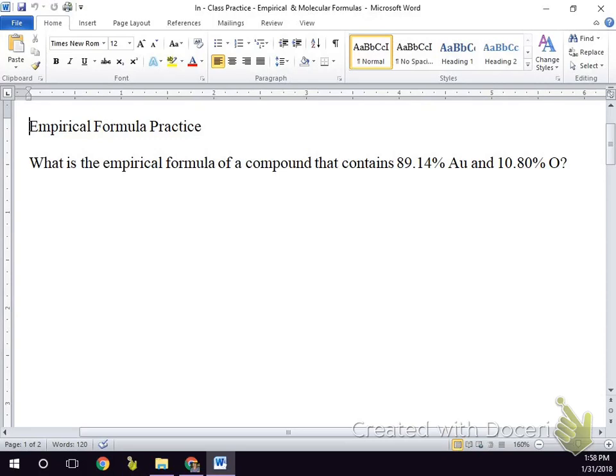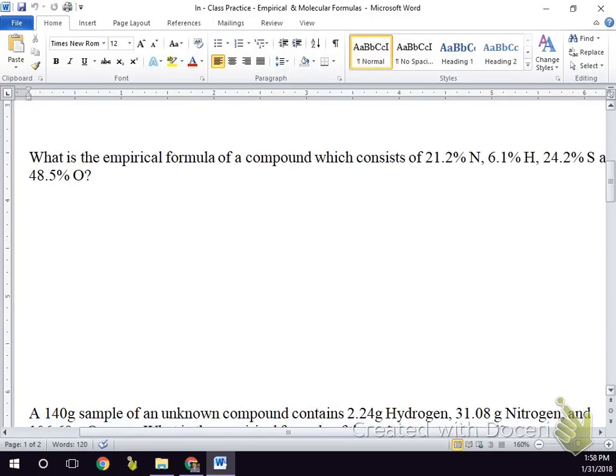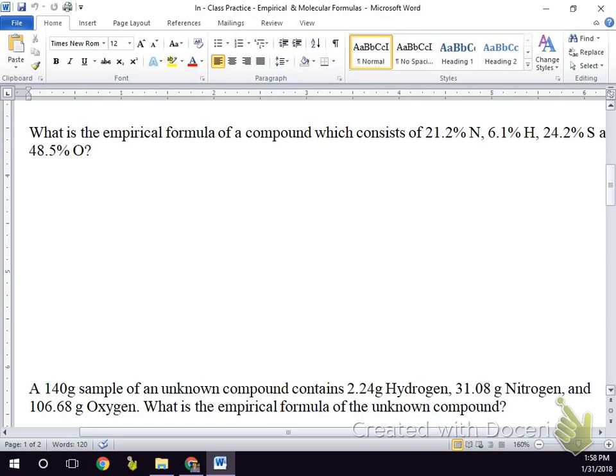Okay, so this talks about now nitrogen and hydrogen and sulfur and oxygen. So we've got 4 different elements going in here. Okay? The good news is the process is exactly the same. The bad news is you just have a little bit more math to do. Okay? So we're starting in percents. What do we need to do first off? Grams. Go to grams. So I'm going to set all of mine up here over on the side. 21.2 grams of nitrogen. 6.1 grams of hydrogen.